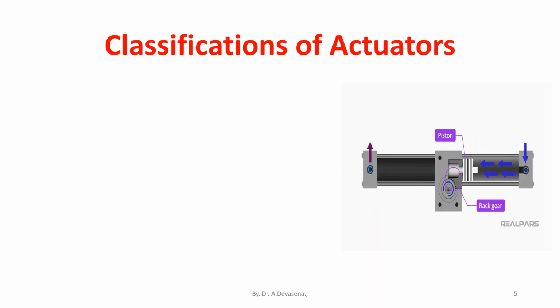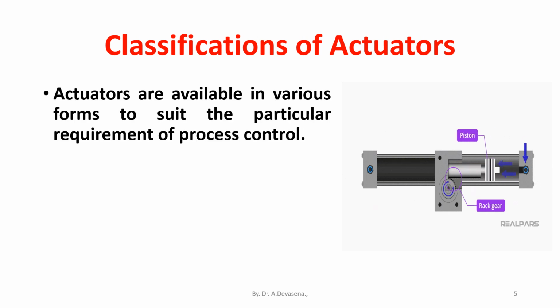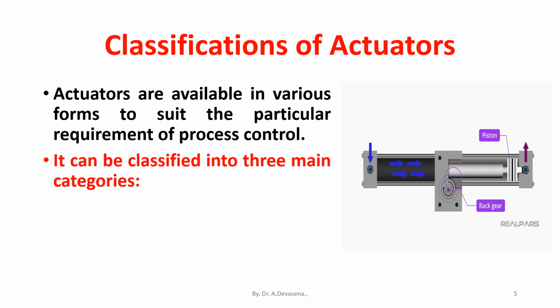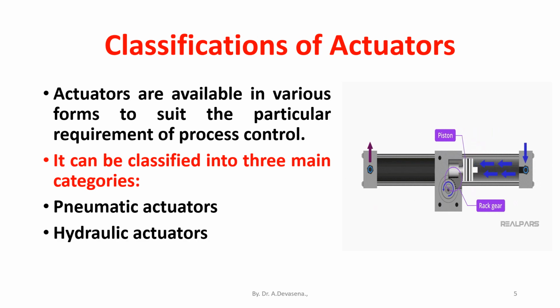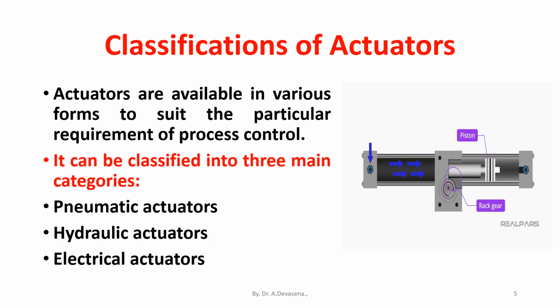Classification of actuators. Actuators are available in various forms to suit the particular requirement of process control. They can be classified into three major categories. They are pneumatic actuators, hydraulic actuators, and electrical actuators.